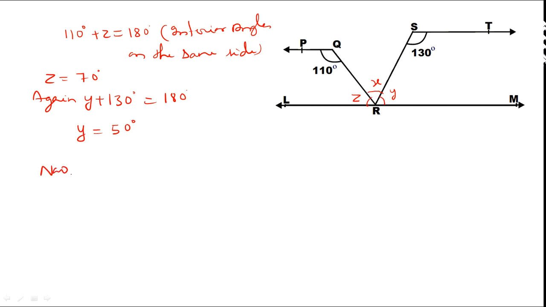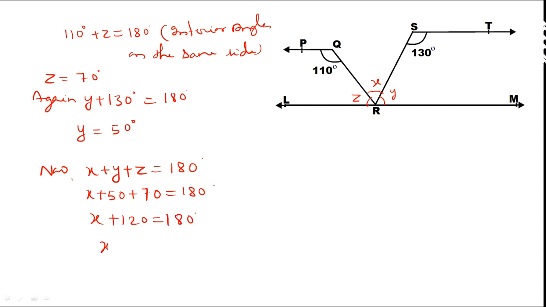Now I can write X plus Y plus Z is equal to 180 degrees. Angles formed on the same line. X is unknown, Y we have already calculated, and the value of Z was already calculated, that was 70 degrees. So X plus 120 is 180 degrees. So X comes out to be 60 degrees, and we were asked to calculate QRS, and that QRS is nothing but X, that is 60 degrees. Our job is done.